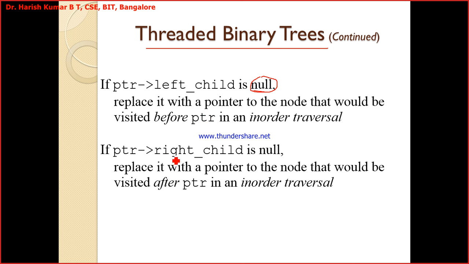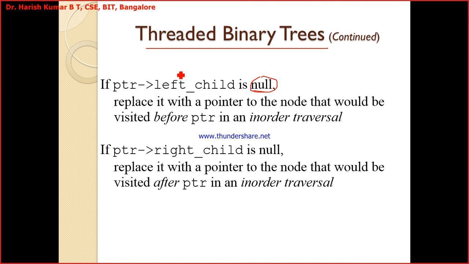And similarly, if you want to convert the null link of the right child to a thread, you should go for replacing the pointer with the node that would be visited after the pointer in the in-order traversal. Okay, so by doing this, you can convert a binary tree with many null links into a threaded binary tree. Hope you understood.